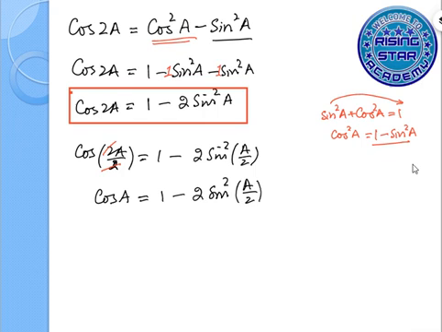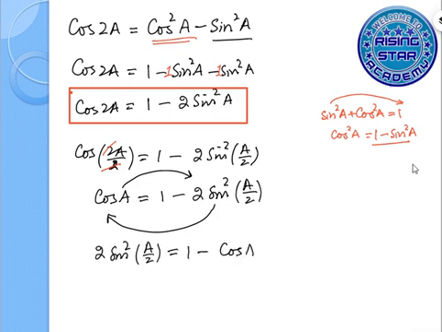We can also rearrange it. So I will move this to the left side and this value to the right side. That would become 2 sine square of A by 2 equals 1 minus cos of A. This formula can be used in trigonometry.